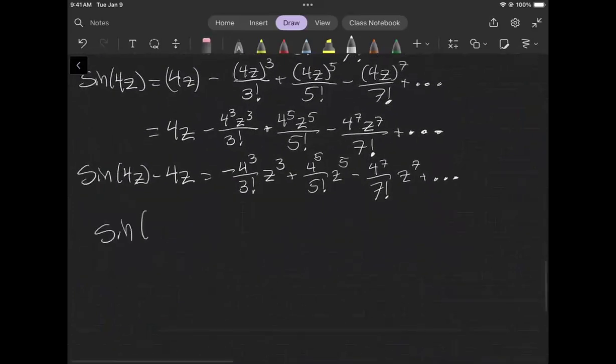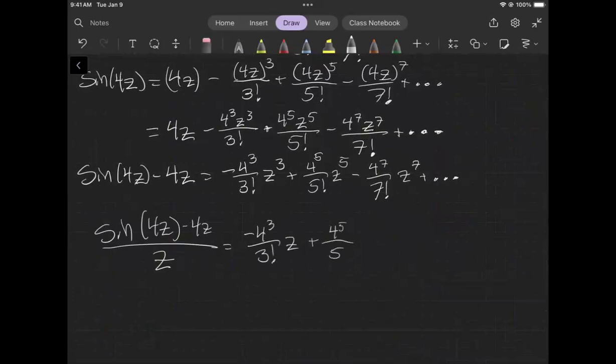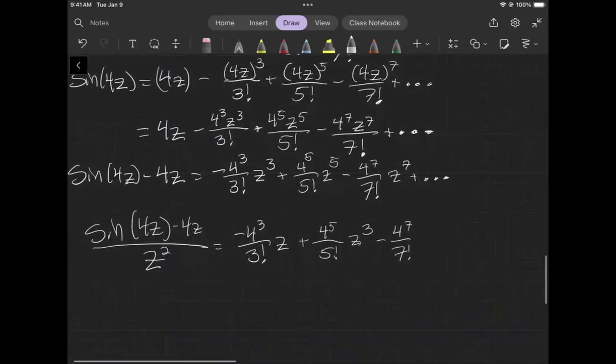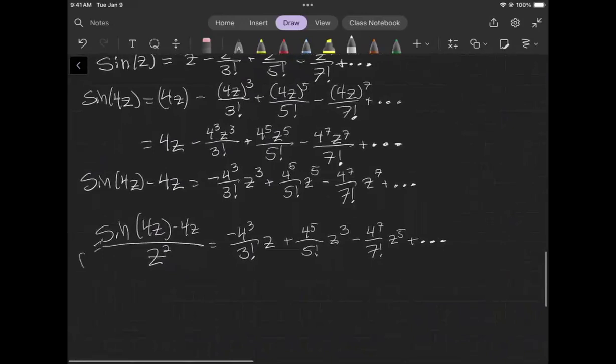And so sine of 4z minus 4z, divided by z, in terms of a Laurent series, equals minus 4 cubed over 3 factorial times z squared plus 4 to the 5th over 5 factorial times z to the 4th, minus 4 to the 7th over 7 factorial times z to the 6th, plus, and this keeps going. So this right here is f of z.